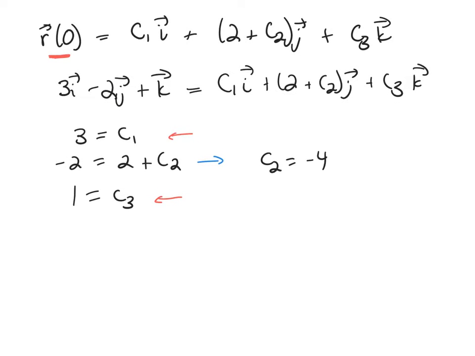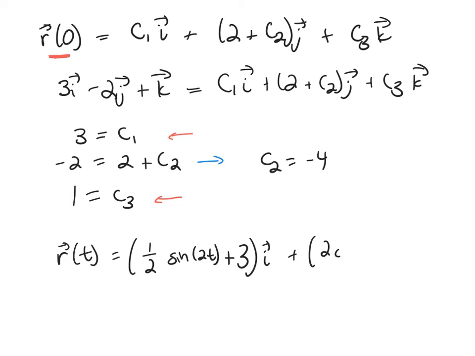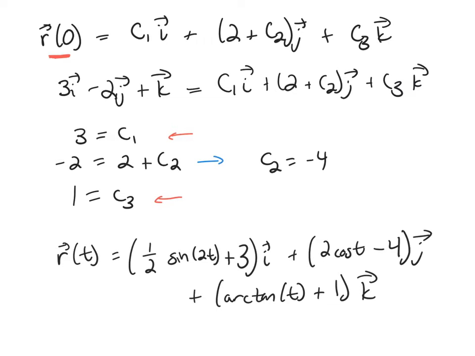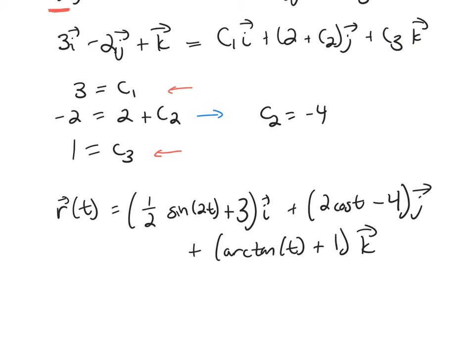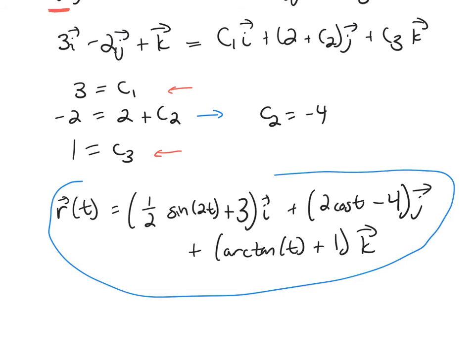So I've got my constants now, so I can write my answer, my vector. R of t was 1/2 sine of 2t plus c1, which was 3, i, plus 2 cosine t plus c2, which was negative 4, j, plus arctangent of t, and c3 was 1, plus 1 k. And there's my antiderivative with the required initial conditions.